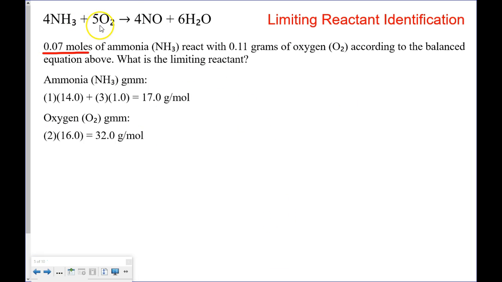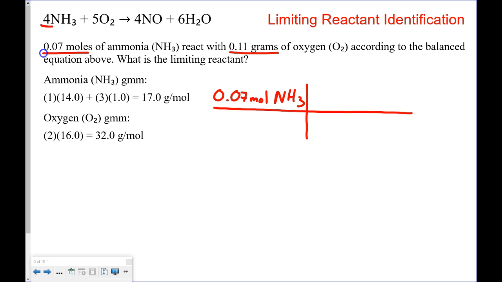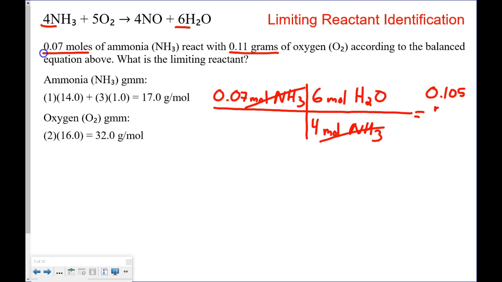All right, ammonia and oxygen are going to react to form nitrogen monoxide and water. So 0.07 moles and 0.11 grams. So this one's another mixed one. So I don't need to do any conversion on the moles. It's already there. I just need to use my molar ratio. That's going to work out to be 0.105 moles of water.